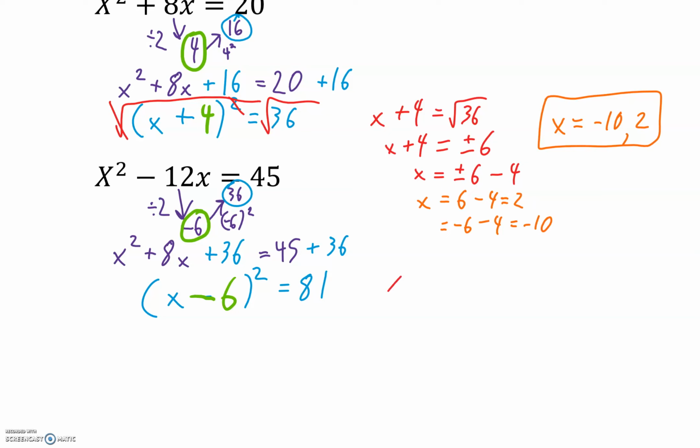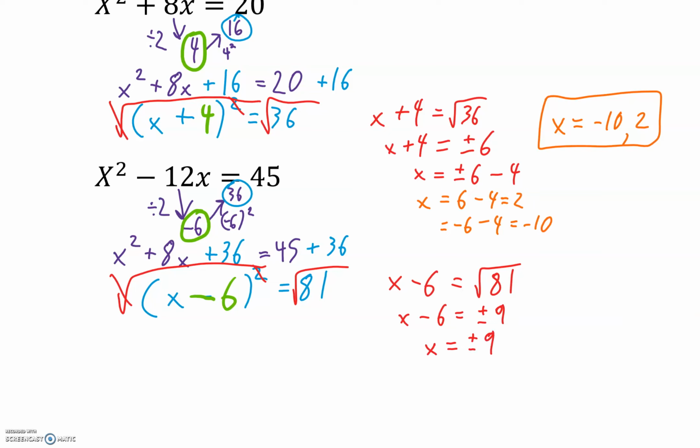Alright, so we have x minus 6. Oh yeah, we have to take a square root on both sides. So we have x minus 6 equals the square root of 81. So we can rewrite that out as x minus 6 equals positive negative 9. Which means we can rewrite that out as x equals positive negative 9 plus 6.